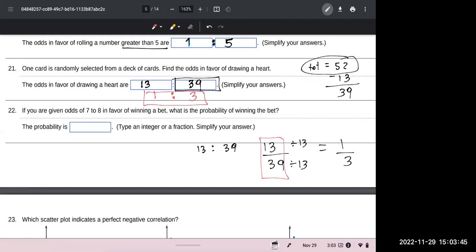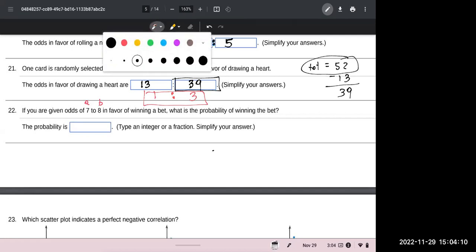Okay, next question with odds. Next question. So if you are given the odds of 7 to 8 in favor of winning a bet, what is the probability of winning the bet?